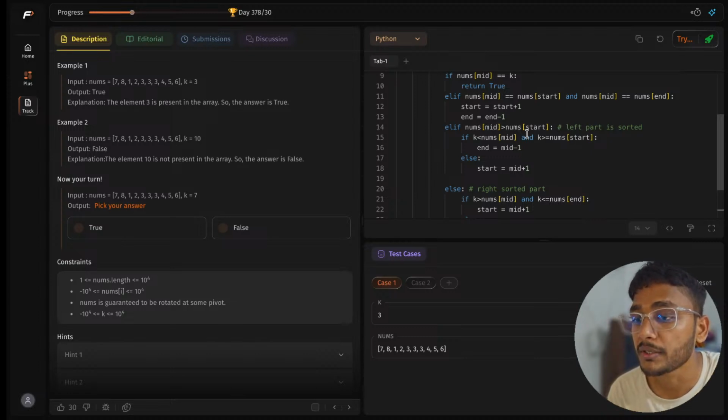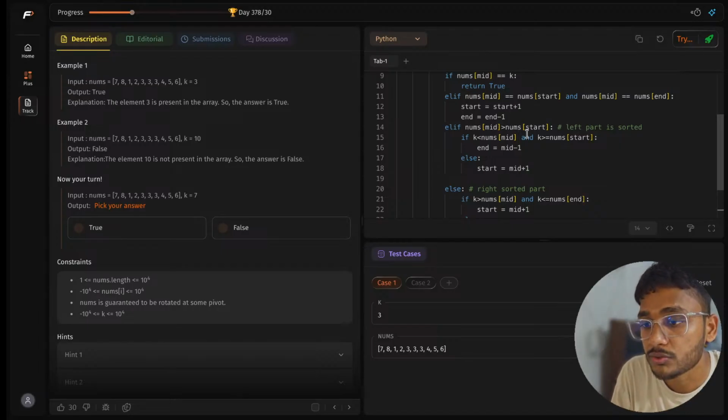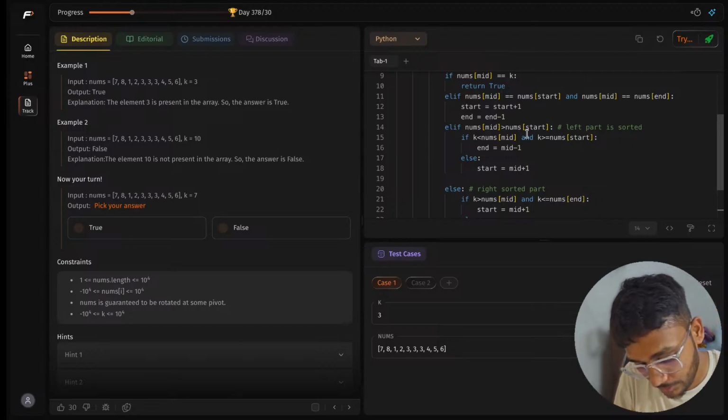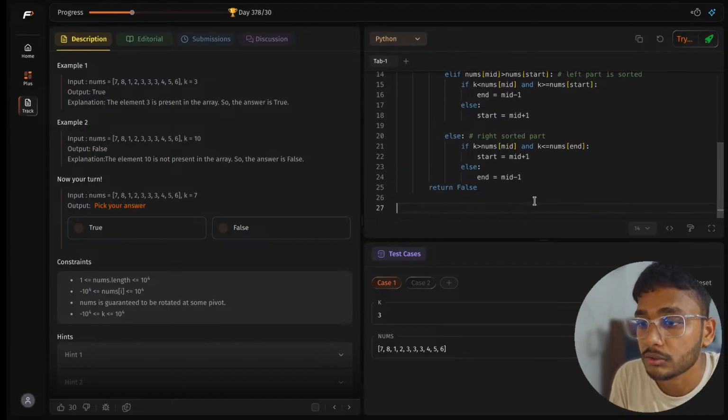Else if nums of mid is greater than nums of start, that means this array is sorted definitely. So if this array is sorted, then we have two options. If k is greater than or equal to nums of start and less than nums of mid, then end needs to shift to mid minus 1. Else start equals mid plus 1; we will just move to the next array. Else, k less than nums of mid.